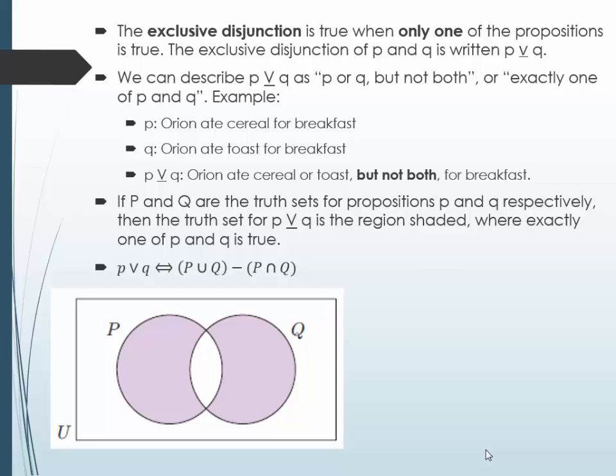If P and Q are the truth sets of the proposition for P and Q respectively, then the truth set of P exclusive-or Q is the region shaded where exactly one of P and Q is true. Okay? So, there it is. Now I think it says P exclusive-or Q if and only if P union Q minus P. This is supposed to be an underscore.